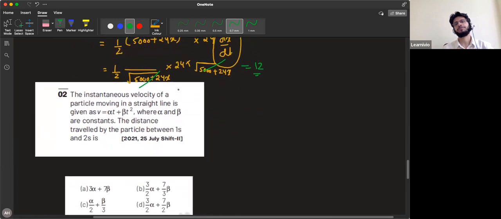Do it. Question 2. First of all, in 1 minute, just note down what are the given quantities. Then in the next 1 minute, try to decide which concept you'll be using here. Then start your calculation. I want to see your answers this time.